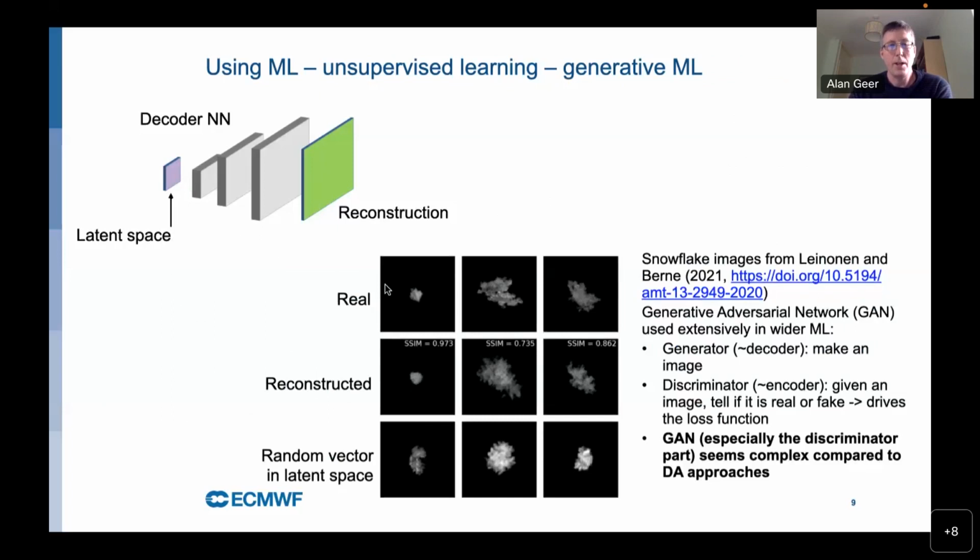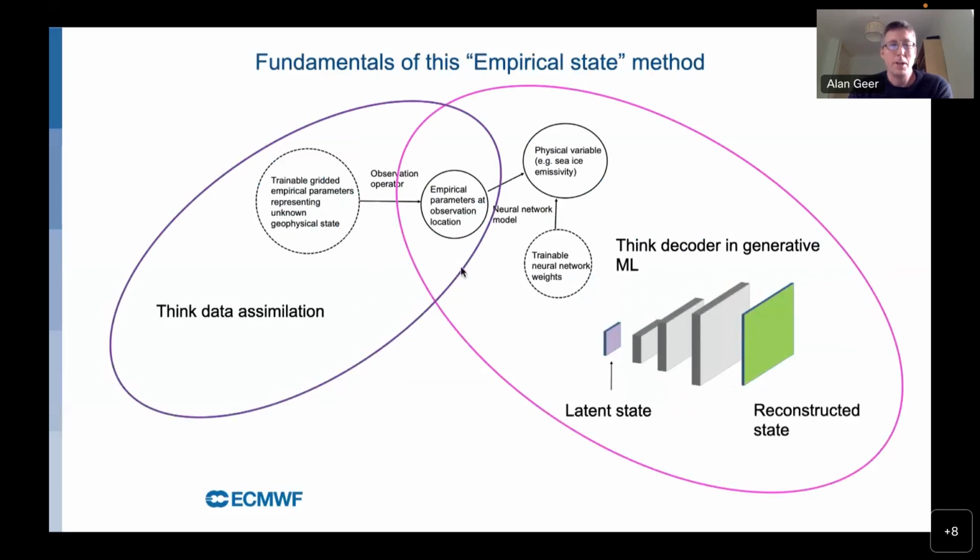Very nice example. Snowflake images taken from an aircraft camera on the top line and reconstructed using this decoder network approach based on variables in the latent space. So there's a statistical description of the snowflake image that's mapped back through the decoder into an actual picture of the snowflake image. And because it's statistical, you could generate a random vector in the latent space and also generate random but completely realistic looking snowflake images, which is the bottom row here. Now the GAN is too complicated for what we're doing here, but it's a nice inspiration. And so this empirical state method is basically part data assimilation and part a kind of generative machine learning.